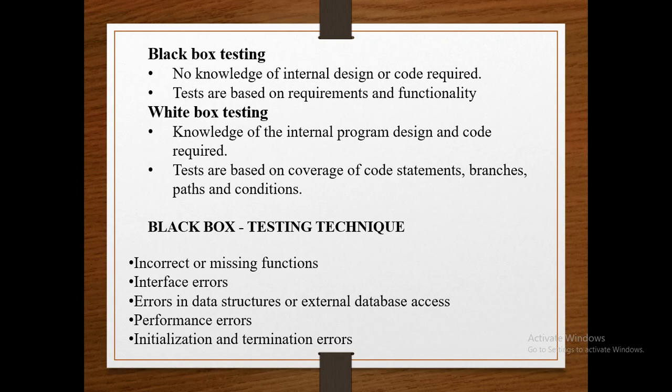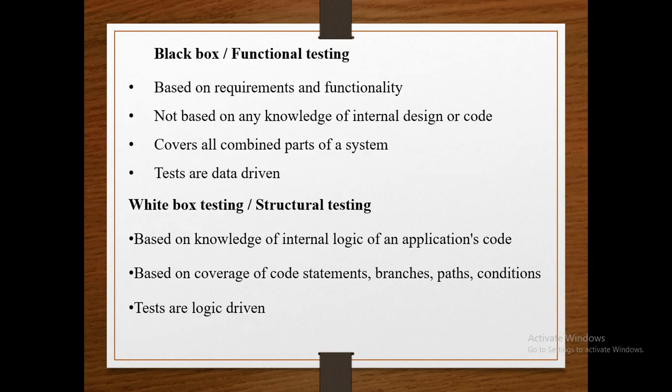Black box testing techniques look for incorrect or missing functions, interface errors, errors in data structures or external database access, performance errors, and initialization and termination errors. Black box functional testing is based on requirements and functionality, not on knowledge of internal design or code. It covers all the combined parts of the system and tests are data driven.